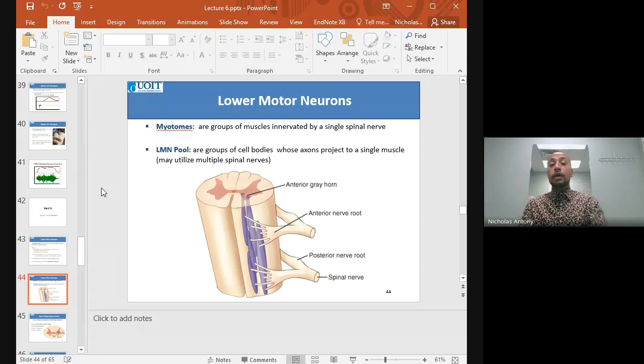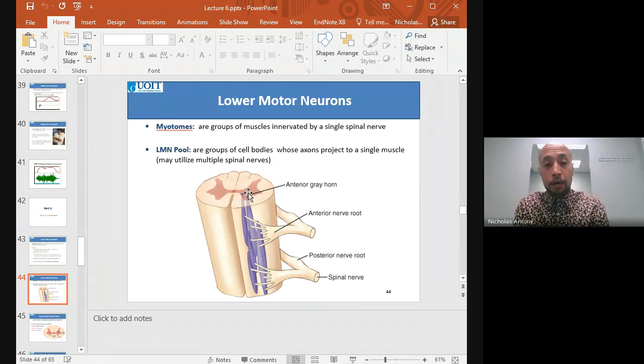Awesome. Now, the way that our lower motor neurons are grouped together is in what are called myotomes. So can we all see this diagram here? This is an example of the spinal cord. This is depicting the spinal cord.